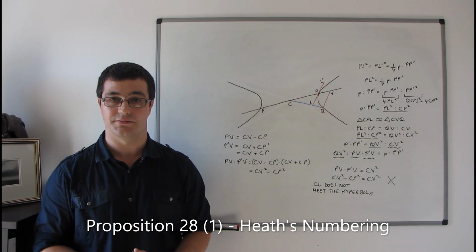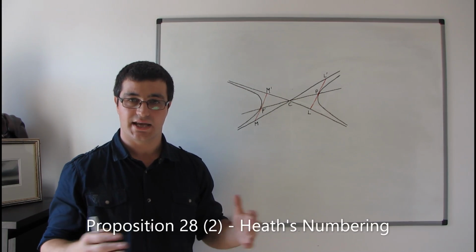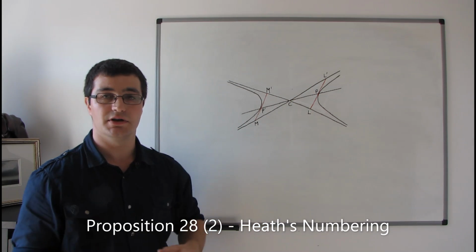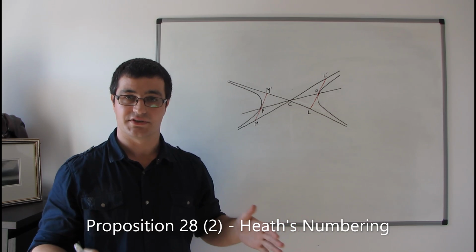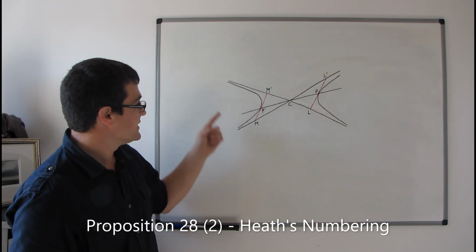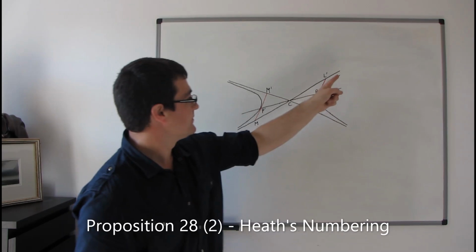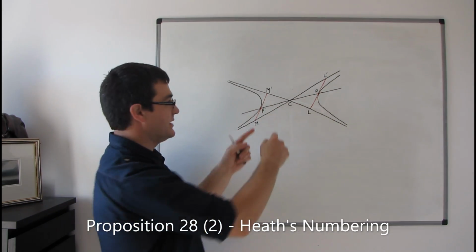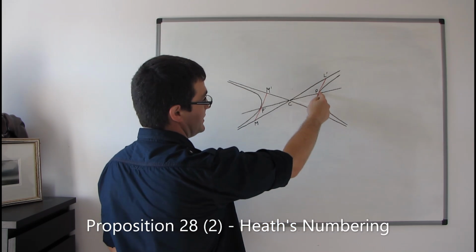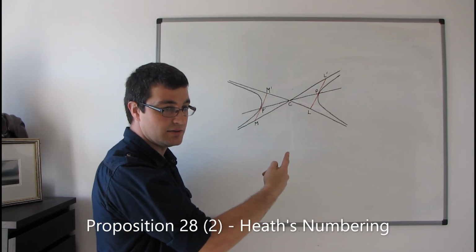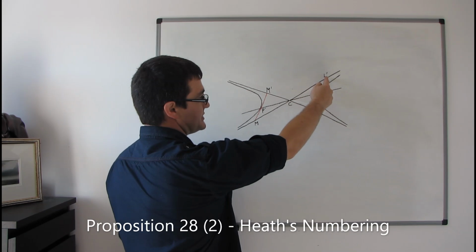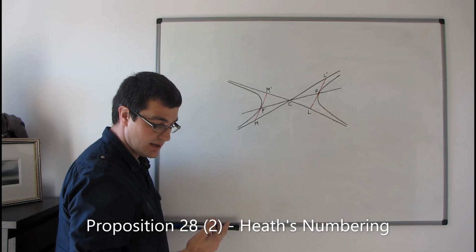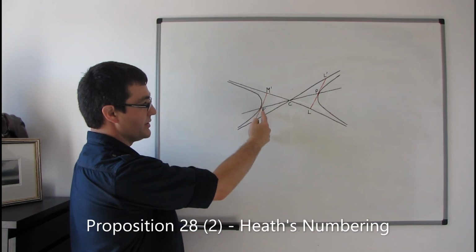I'm going to move on now to the second part. Moving on now to the second part of proposition 28, what we want to prove now is that for a double branched hyperbola, both branches have the same asymptotes. So in the diagram here we've got our hyperbola, and this red line, PP primed, is a transverse diameter, extended if we need to. The red line here is the tangent line to the hyperbola at the point P, and the red line here is the tangent line to the hyperbola at the point P primed.